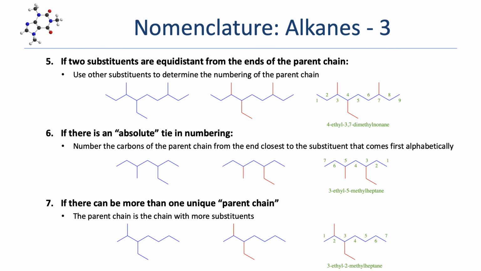Once you're past that, this example is very straightforward. We number that 7-carbon chain from the end that is closer to a substituent, which in this case is going to be numbering from left to right. And then we identify the two substituents, in this case methyl and ethyl. We put it together, so we wind up having 3-ethyl, 2-methyl heptane.